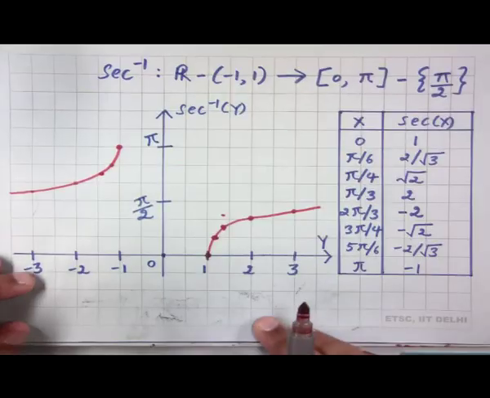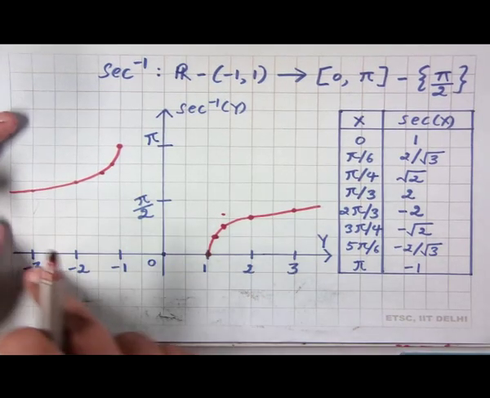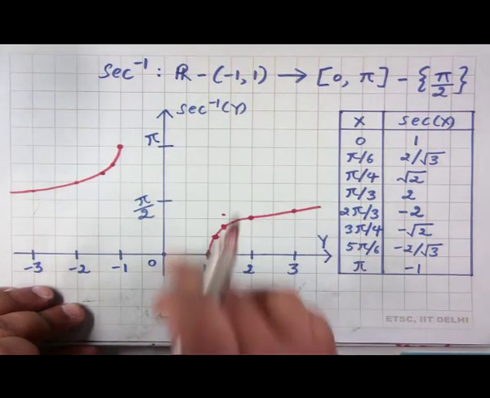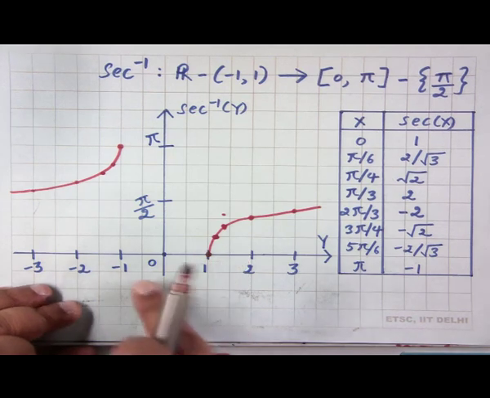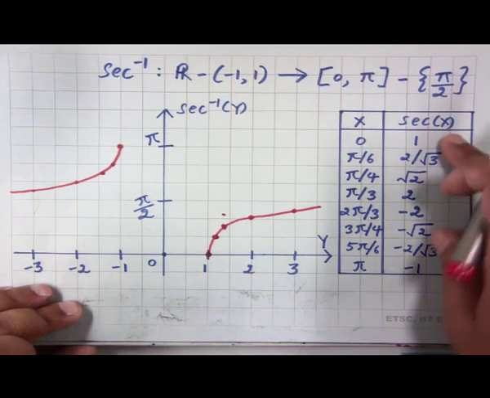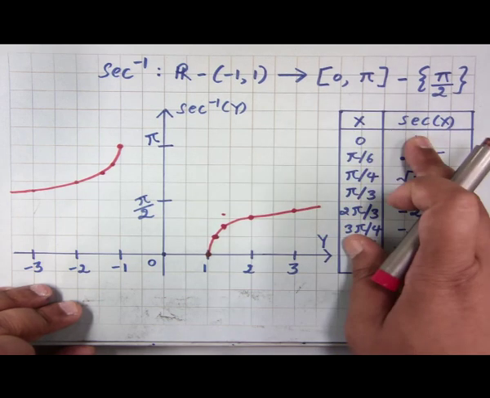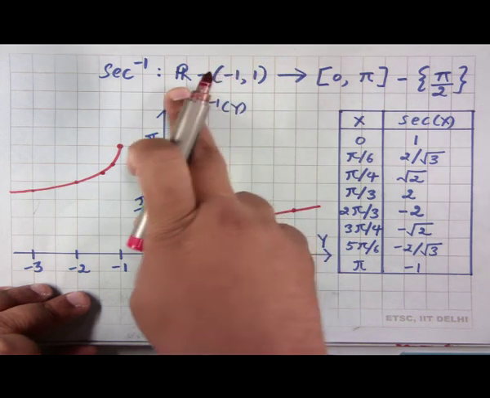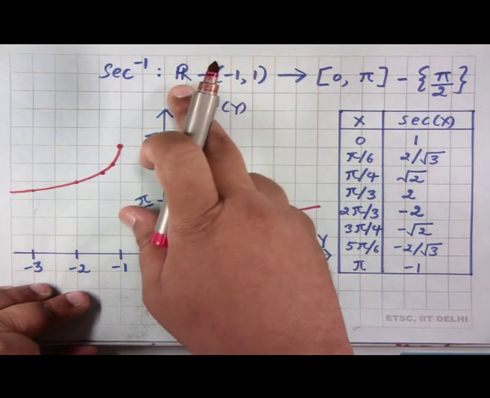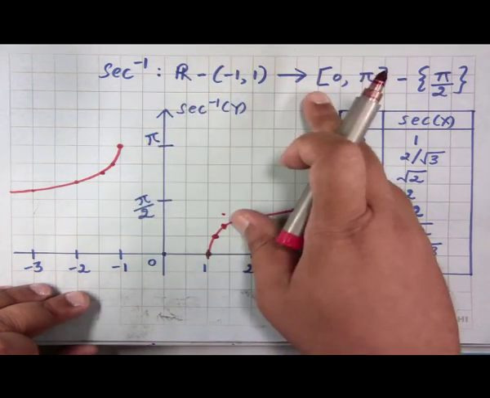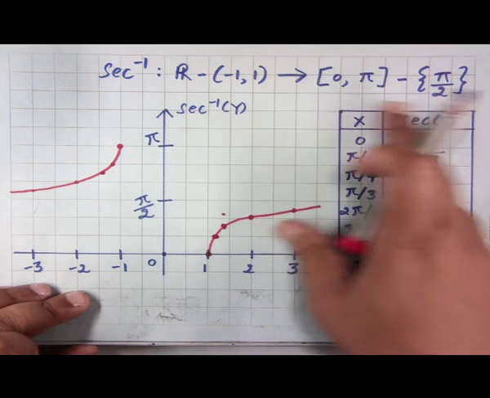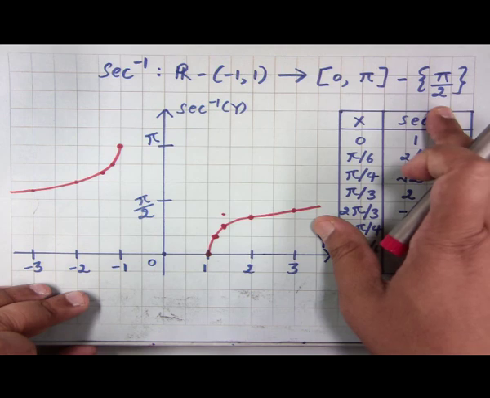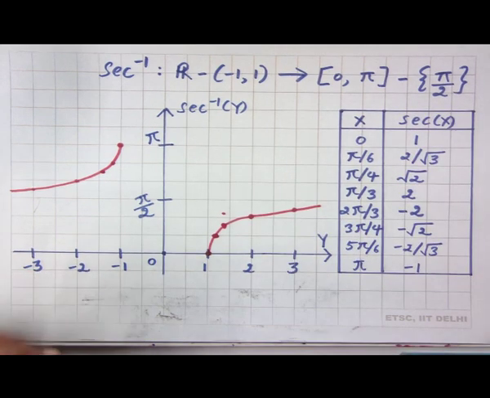On this graph we have y on the horizontal axis and secant inverse plotted on the vertical axis, and we again make use of the table of values for x versus secant x. The secant inverse function is defined on this domain, which is basically the range of the secant function, and the range of the secant inverse function will be the restricted domain of the secant function, which is 0 to pi except the point π/2. And this is what we get.